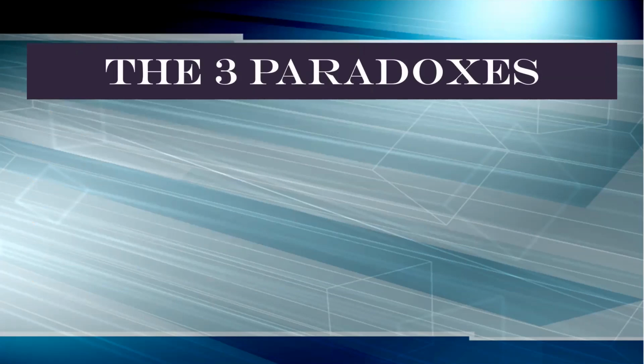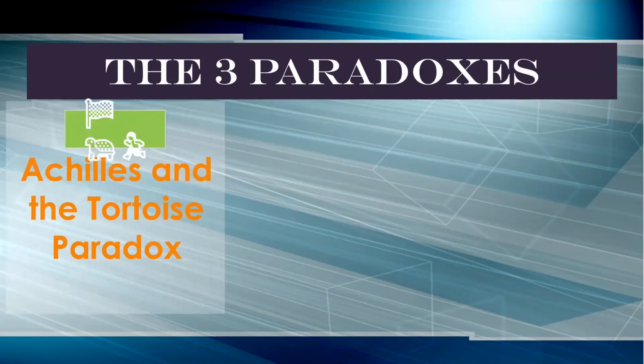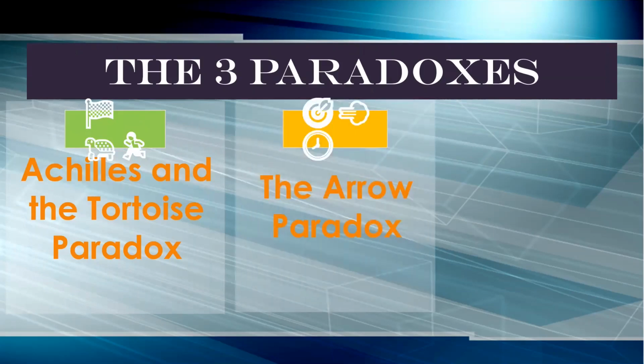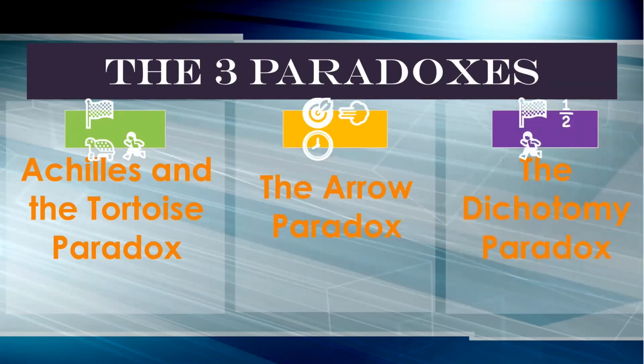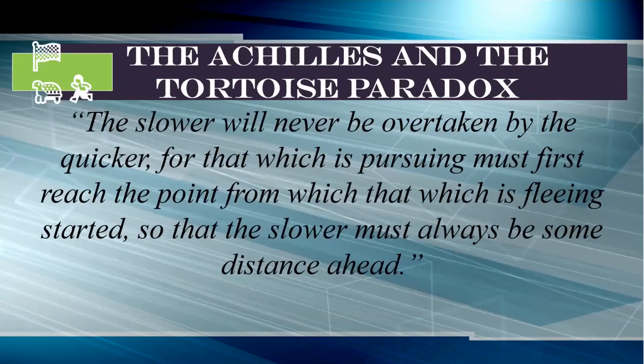A lot of them intertwine in certain ways, and bear with me as I explain them. I'll go step by step through each process, and hopefully you're able to follow Zeno's kind of mindset as he's explaining these paradoxes. So the three include Achilles and the tortoise paradox, the arrow paradox, and the dichotomy paradox. So don't be overwhelmed by the massive amount of text.